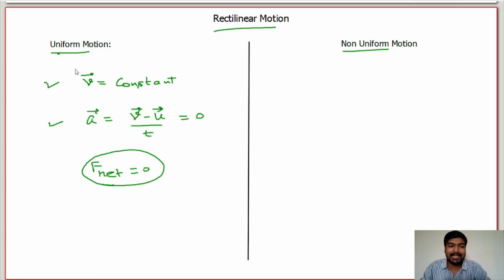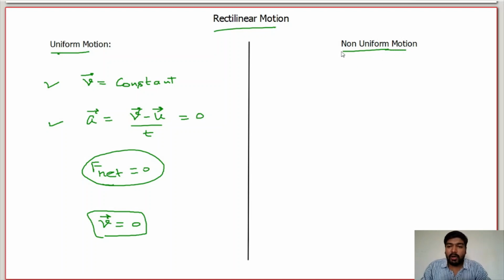Okay, and rest is the special case of uniform motion, because at rest the velocity of a body is 0 but constant. So rest is the special case of uniform motion. Okay, so now non-uniform motion.